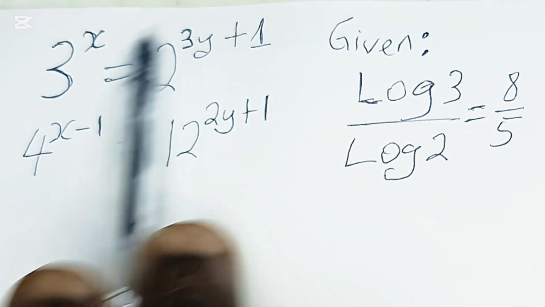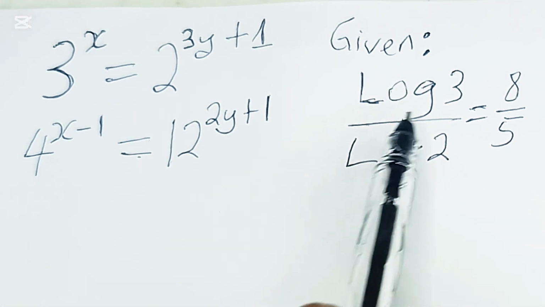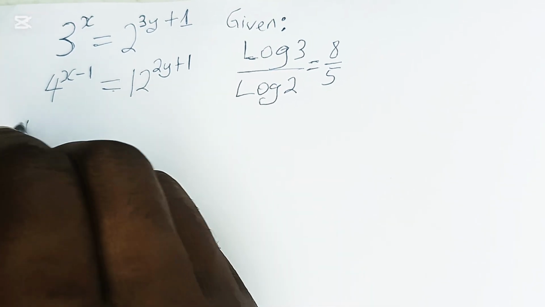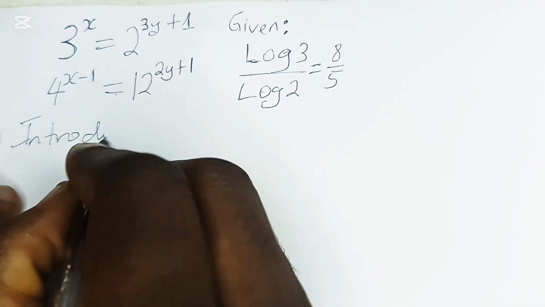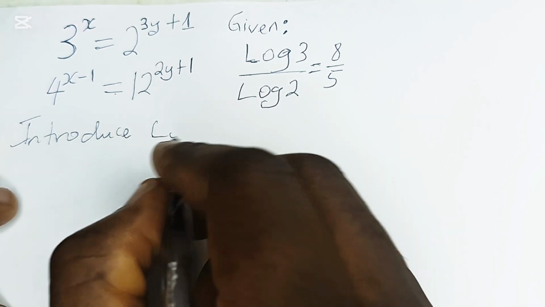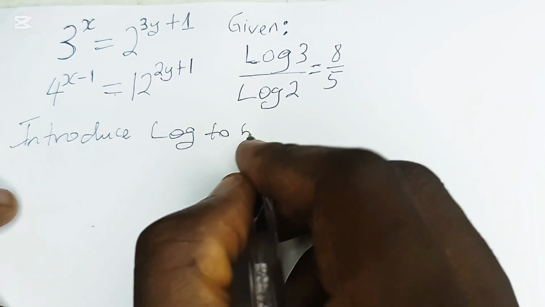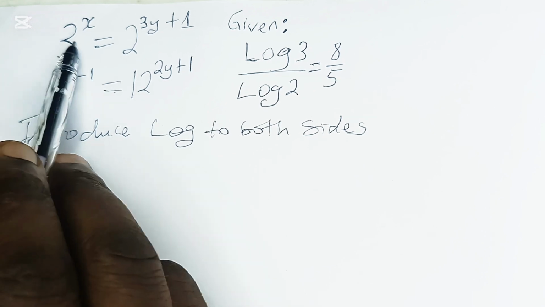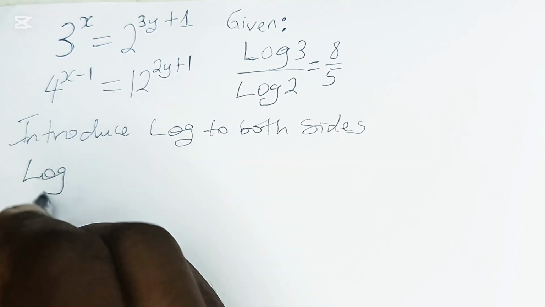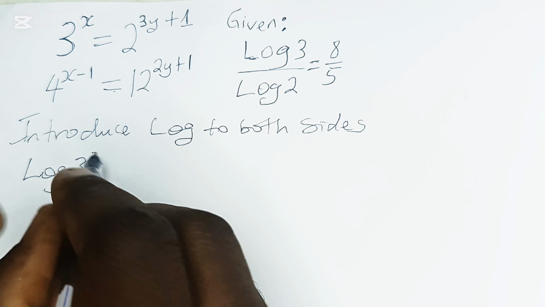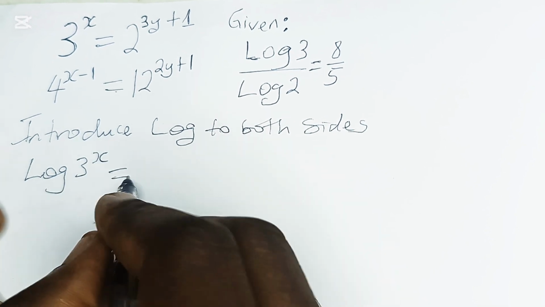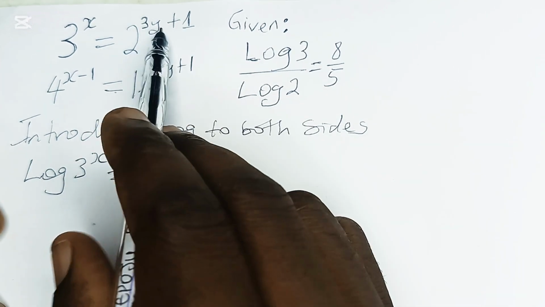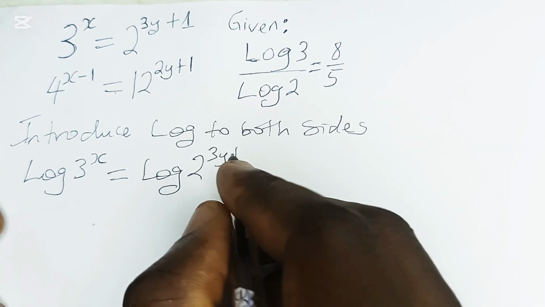Now, to solve things like this, what we have to do first is to introduce log into both sides. So we take this and we say log 3 raised to the power of x is equal to log 2 raised to the power of 3y plus 1.